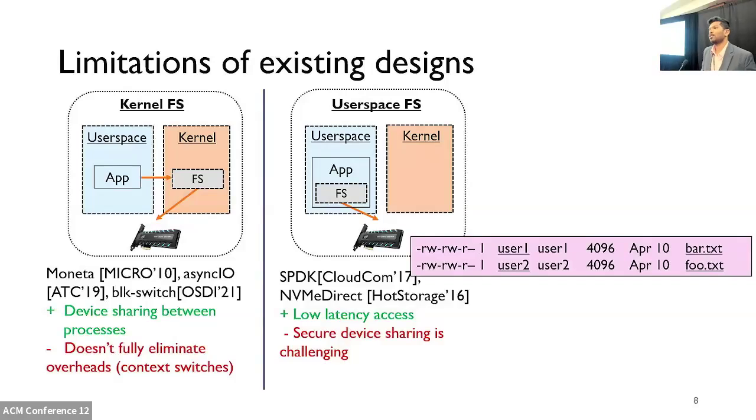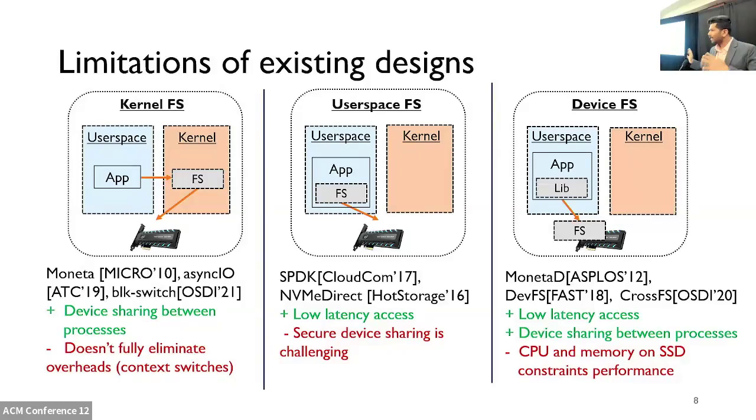In systems today, if you have such files and such users, the kernel will ensure that user one can only access bar.txt. The kernel will not allow user one to open foo.txt. But unfortunately, when you're using a user space solution like SPDK, there's no entity that performs these checks. The user process can access any block or any file on the device. So sharing becomes really difficult.